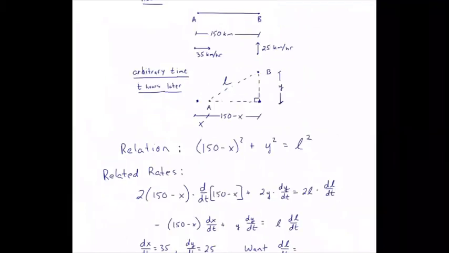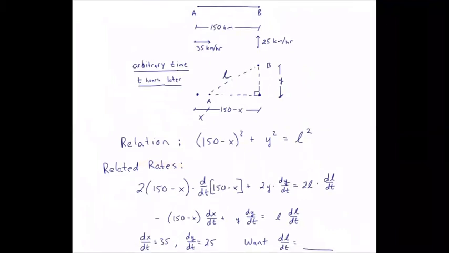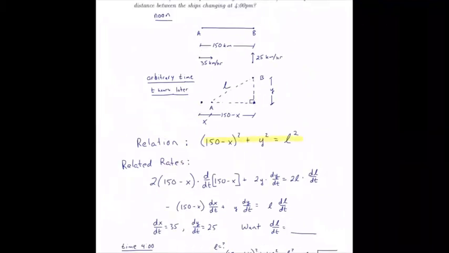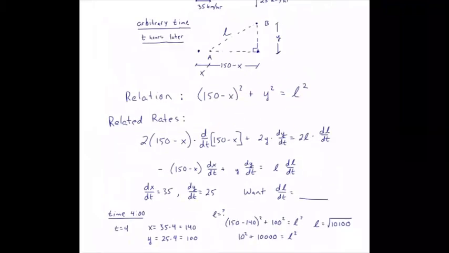Look at this. As soon as I wrote my relation, I've got my related rates equation that shows up. What are the rates of this relation? That comes from taking the derivative with respect to time of both sides of this equation. And what we see is, by the power rule, we have 2 times 150 minus x to the first power, since 2 minus 1 is 1, and then the derivative of this inner function. That's the chain rule. We'll wrap that up in a moment in the next line. Plus 2 times y dy/dt. That's a straight implicit derivative of y squared with respect to t. And then the same for L squared with respect to t: 2L times dL/dt.